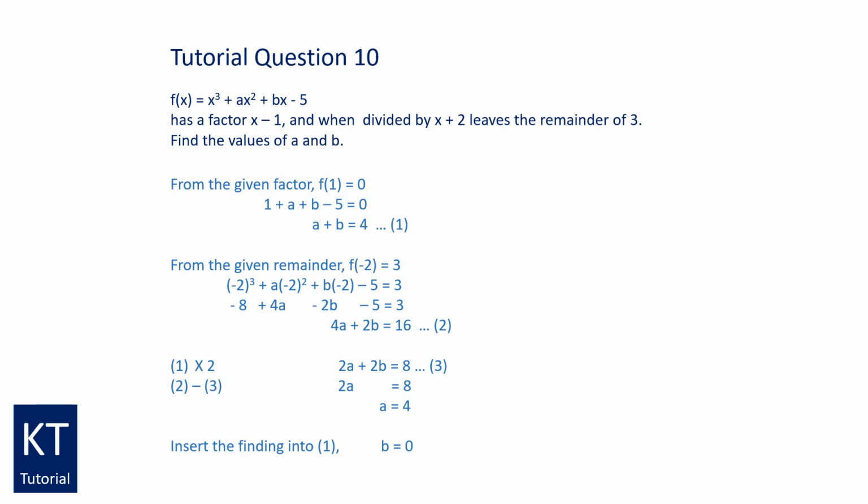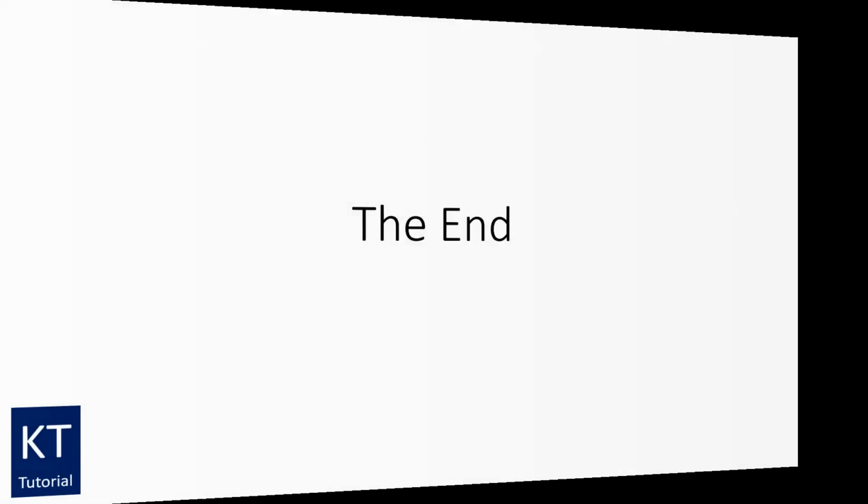As in the usual techniques for solving simultaneous equations, we could multiply the first simultaneous equation with 2 to form this third simultaneous equation. And by subtracting the second equation with the third equation, we could solve for a being 4. By inserting the value of a into the first equation, we could easily solve for b being 0.